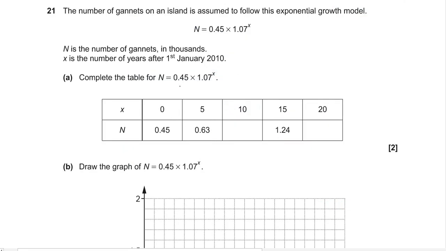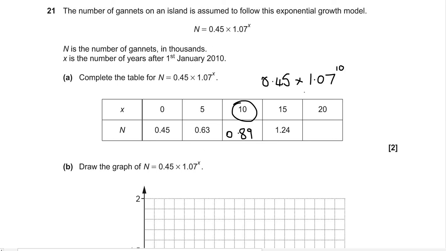Okay, the number of gannets on an island is assumed to follow this exponential growth model. N is the number of gannets in thousands, X is the number of years after January 2010. Complete the table. So this value is just going to be 0.45 times 1.07 to the 10, and obviously do that on your calculator. You would not be expected to do that in your head, and that is 0.89 to 2 decimal place.